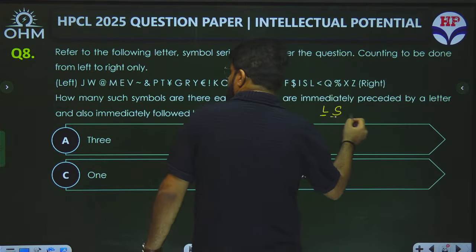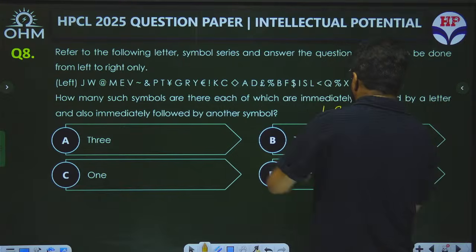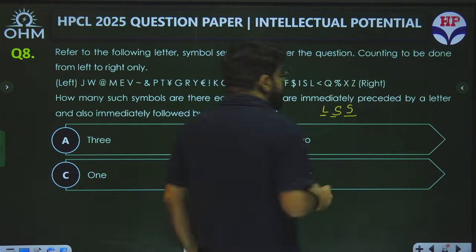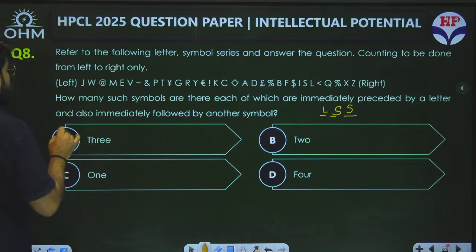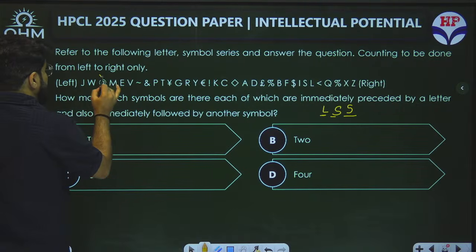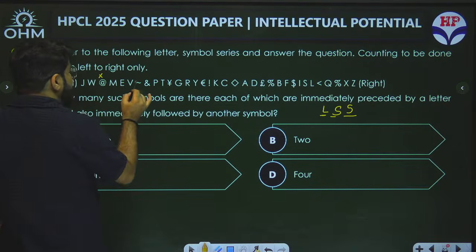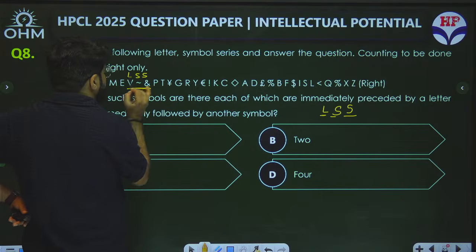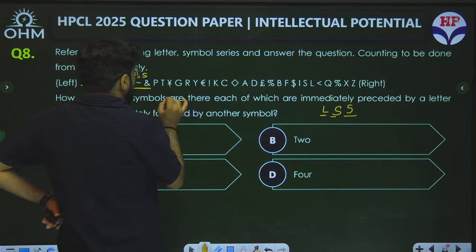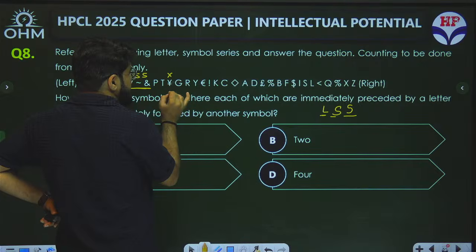Letter should be there and also immediately followed by another symbol. Okay, so letter, symbol, this combination we have to search. Now you see, this symbol is not to be counted because it has to be followed by a symbol. Then now see, this is the combination letter, symbol, letter, symbol. Then now see, this is again not to be counted because it is followed by a letter.